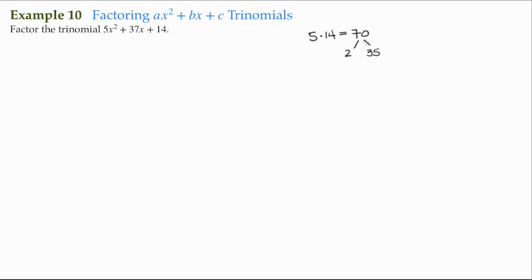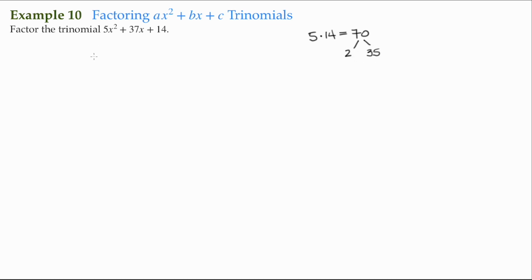Right? Those are factors of 70. And I'm just going to stop right there because 2 times 35 is 70, and 2 plus 35 is 37. So now what I'm going to do is write this three-term algebraic expression, this trinomial, as a four-term expression. And then what we've done earlier, we had those four-term expressions, and then we grouped them. So I'm going to rewrite this using these terms right here.